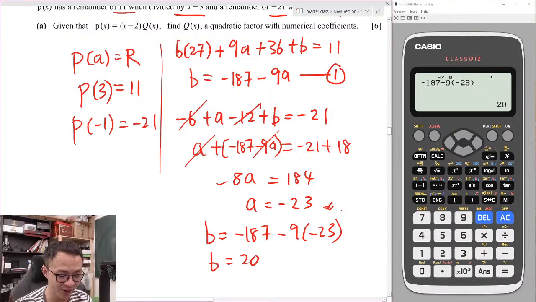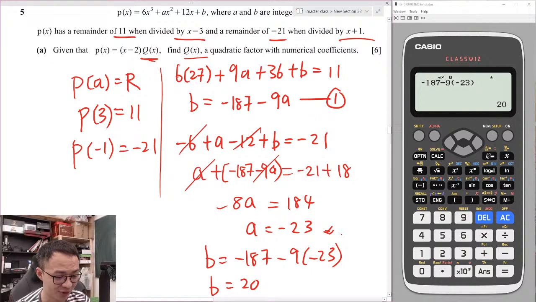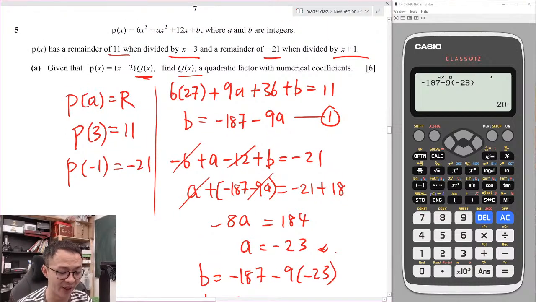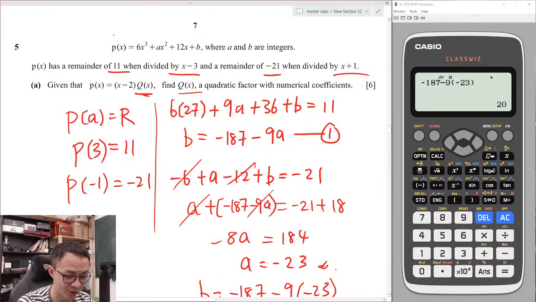Alright, but then the question doesn't ask you to find a or b. They say given that p(x) equals (x minus 2) q(x), q(x) will be a quotient. So q(x), a quadratic factor with a numerical coefficient. So the question asks you to find q(x). So we need to find q(x) by subbing in our a and b into the p(x) equation here.